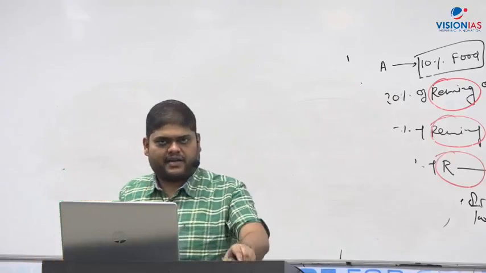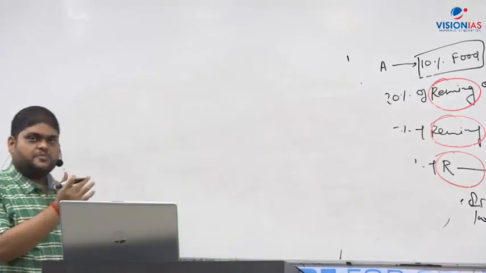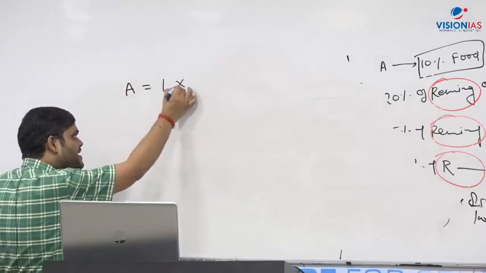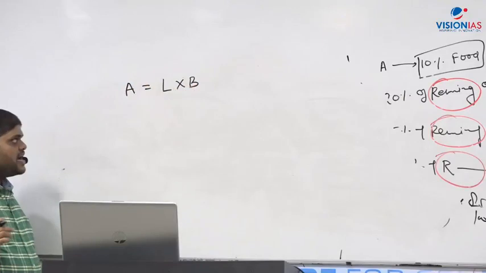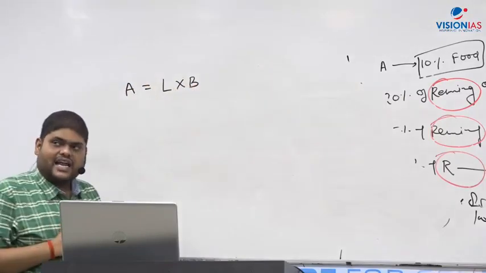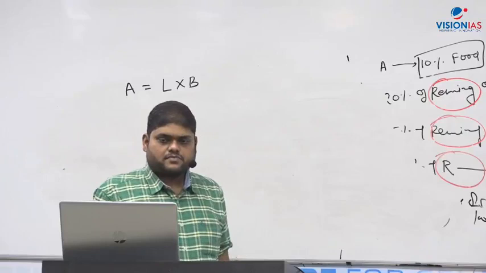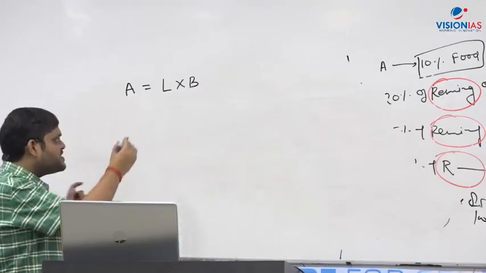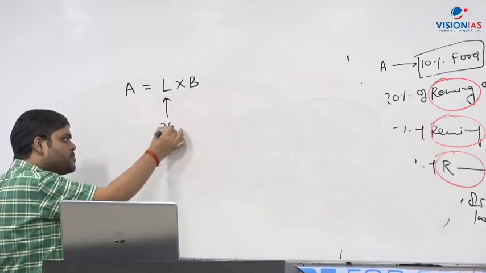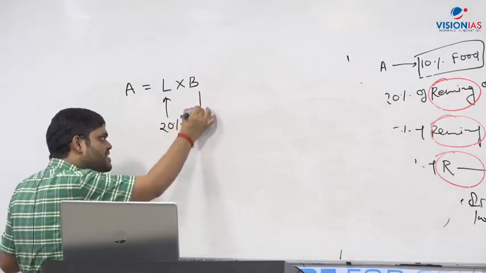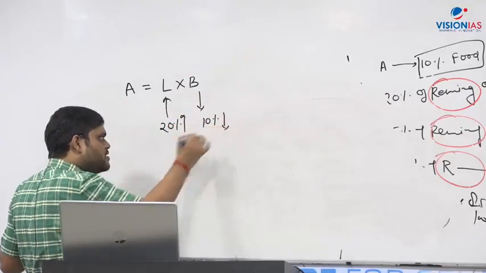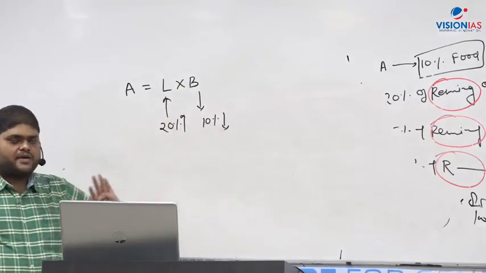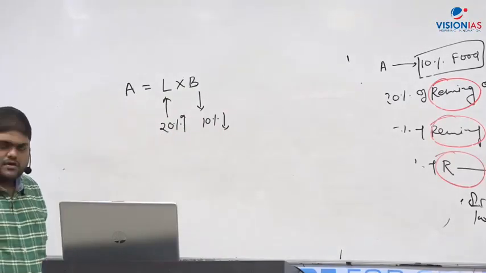Let's do one experiment. Suppose the area of a rectangle, we know that is length into breadth. Now, it is given that the length is increased by 20% and breadth is decreased by 10%. Find the change in area. Suppose this is the question.